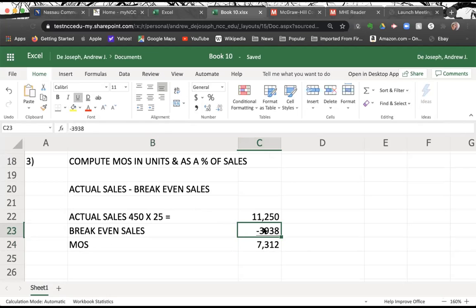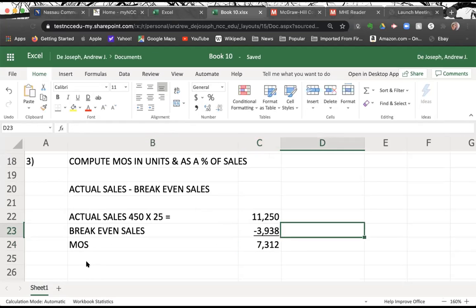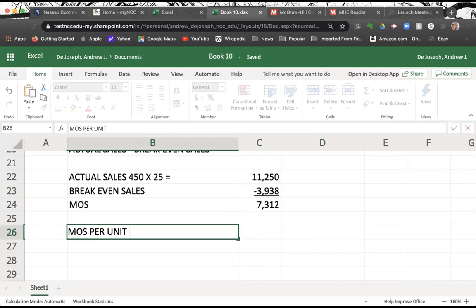But that's not what they're asking. They're asking, what is the margin of safety on a per unit basis and as a percentage of sales? So MOS per unit would be taking that 7,312 and dividing it by the number of units that were sold. How many units were sold? 450, right? So that looks like it comes out to $16.25 per unit.